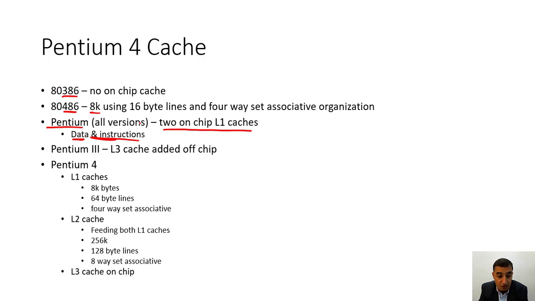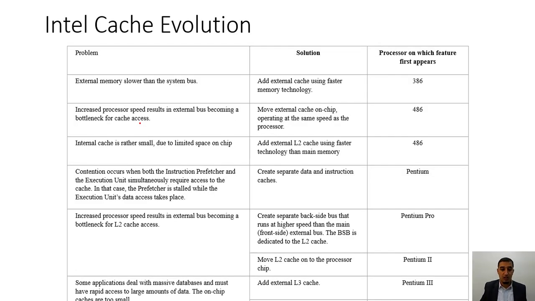The L2 cache was feeding both the L1 caches. Why? Because in L1 we had 2 caches, one for data and one for instructions. Then we had an L3 cache. That is their evolution. How did we get to this level? It started from the information over here.